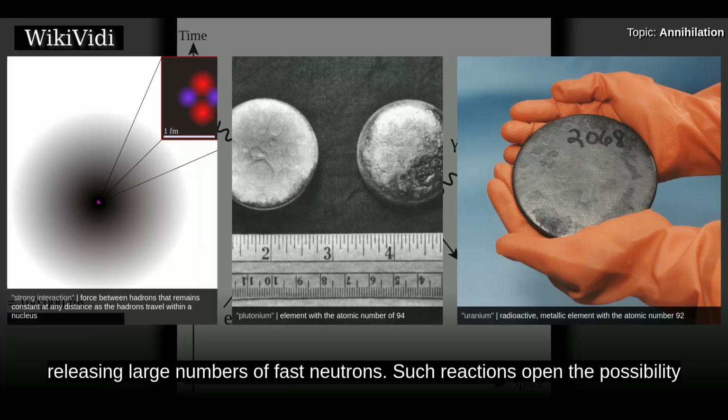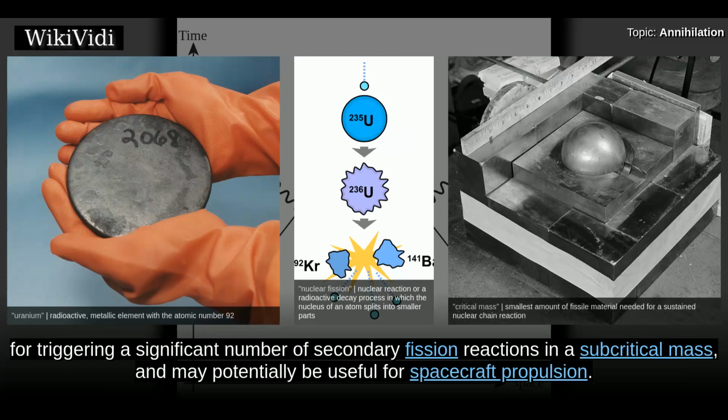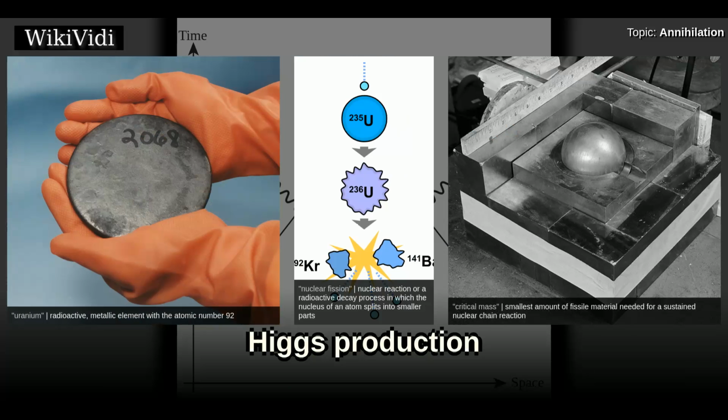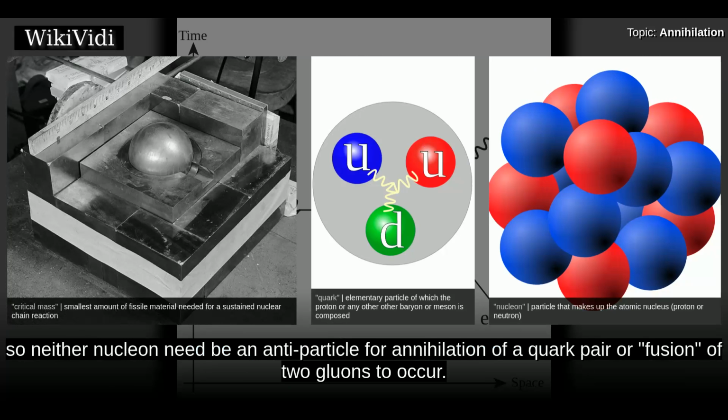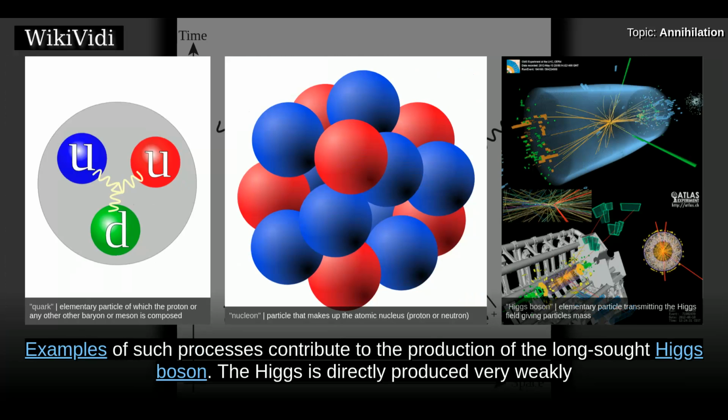Such reactions open the possibility for triggering a significant number of secondary fission reactions in a subcritical mass, and may potentially be useful for spacecraft propulsion. Higgs production. In collisions of two nucleons at very high energies, sea quarks and gluons tend to dominate the interaction rate. So neither nucleon need be an antiparticle for annihilation of a quark pair or fusion of two gluons to occur. Examples of such processes contribute to the production of the long-sought Higgs boson.